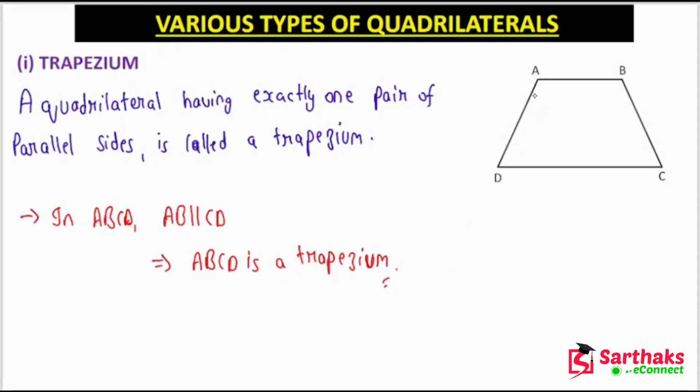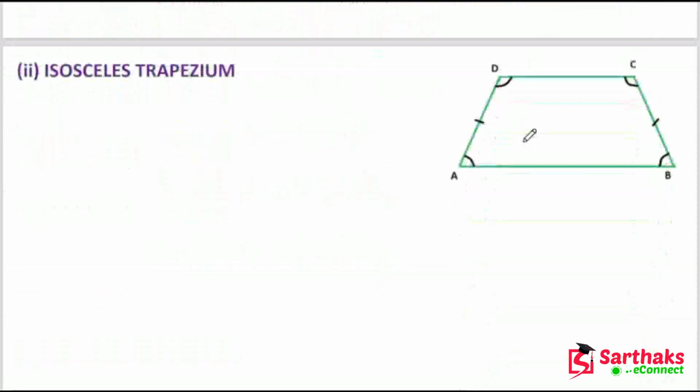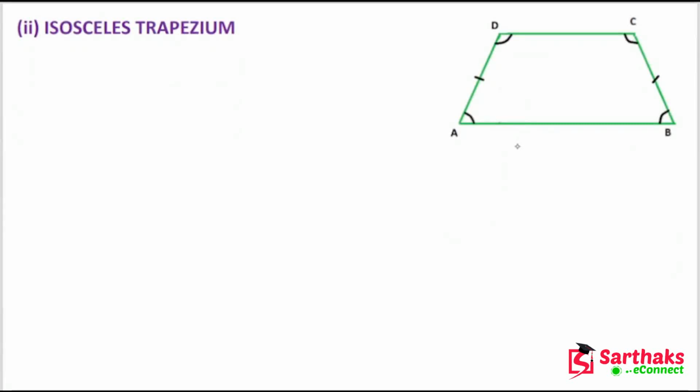Okay, now what about the non-parallel sides? These are the sides which are called non-parallel sides, and clearly they are not parallel, right? They may also have some properties, that is, they can be equal in length. They can't be parallel, but they can be equal in length. If that is the case, then we get the second quadrilateral, which is called an isosceles trapezium. Now what is the isosceles trapezium? It is a regular trapezium. The only difference is that now these non-parallel sides are also equal, right?